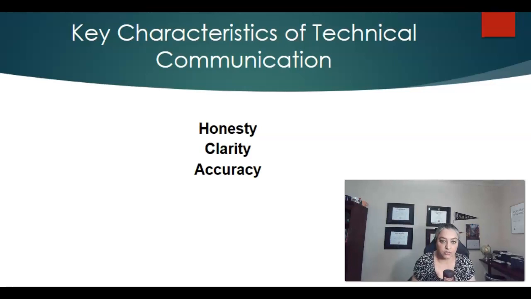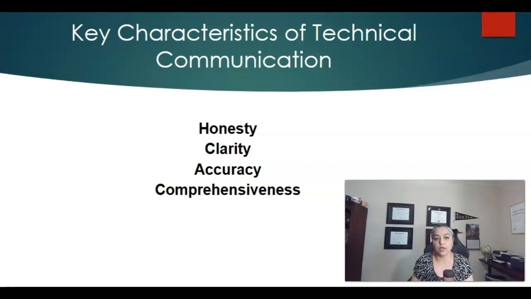Then we have accuracy. Provide accurate, unbiased information. Check your facts before you present them to your audience. Next is comprehensiveness. Provide all the information your readers will need. Try not to leave any gaps between your audience's knowledge and the information you are trying to share. If need be, provide background information or any other details to give your audience the complete information.